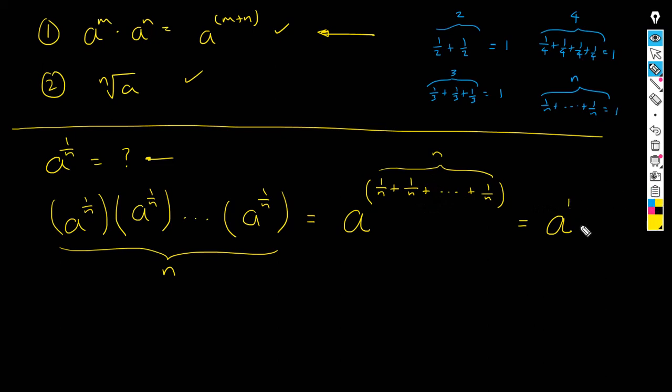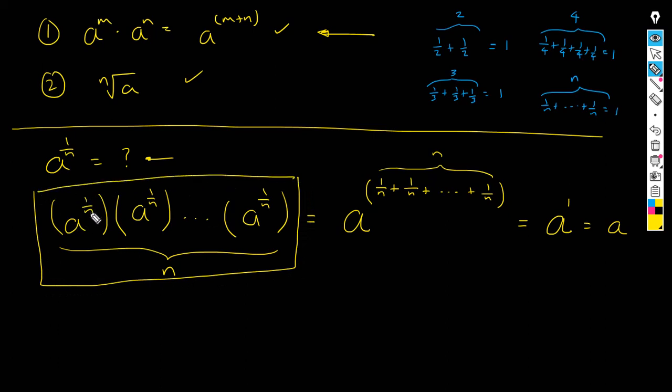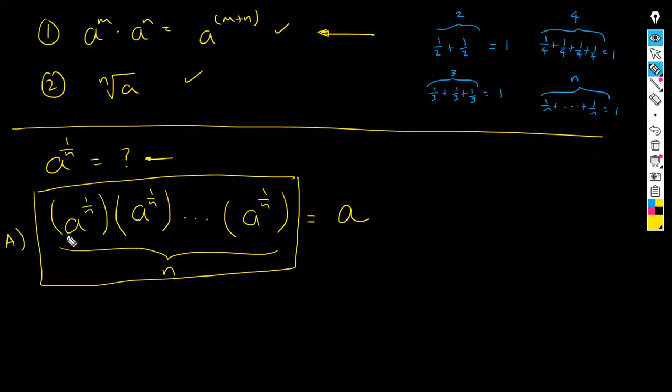And basically, in the end, we have that this is equal to a. So we have proven that this number, a to the 1 over n, when we multiply it by itself n times, gives in the end a. I'm going to erase all this in between method. All I want to keep is that result. Fine. So this is part A. We have discovered that this multiplication of factors n times gives me a.